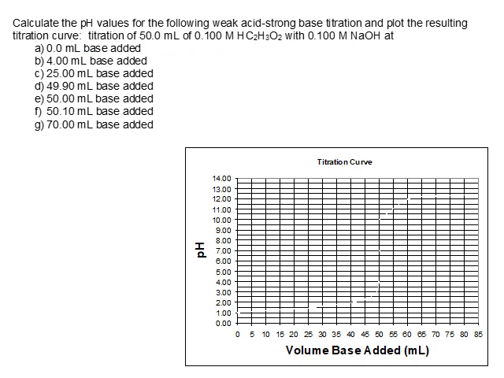This is the problem from our Chapter 14 handouts. Calculate the pH value for the following weak acid, strong base titration and plot the resulting titration curve on the graph. We're going to be titrating 50 milliliters of 0.1 molar acetic acid with 0.1 molar sodium hydroxide and calculating the pH at the following different amounts of base added.